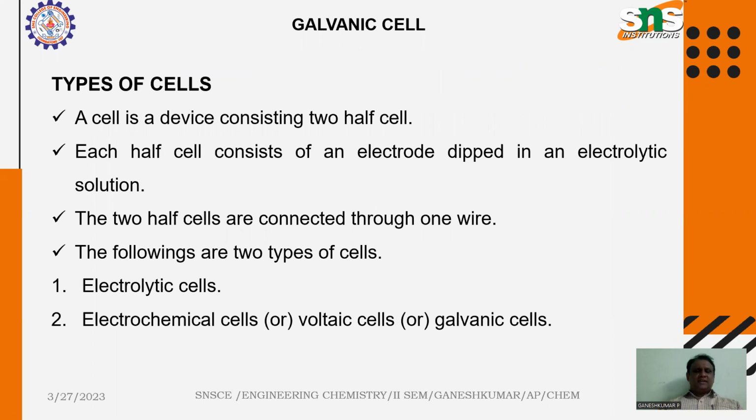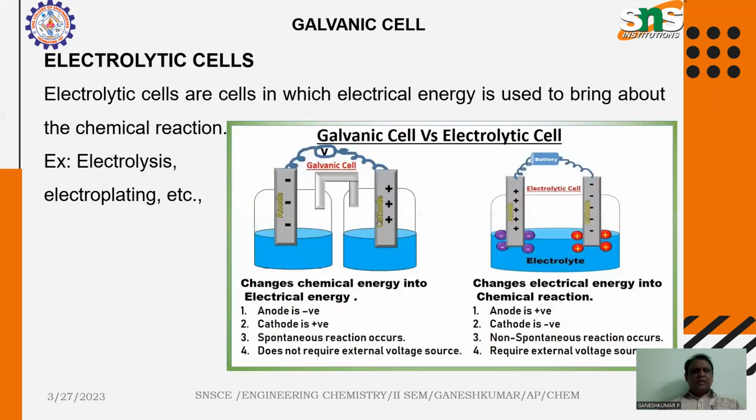There are two types of cells, which we call the electrolytic cell and the electrochemical cell, also called voltaic cells. In an electrolytic cell, electrical energy is used to bring about a chemical reaction. This usually happens in electrolysis, electroplating, etc.